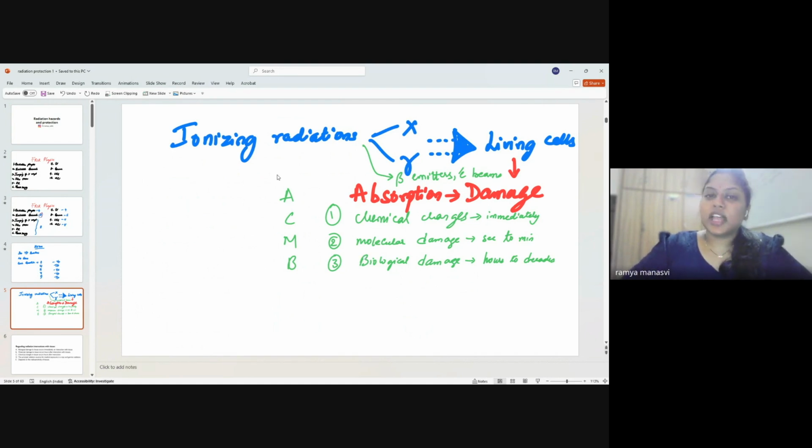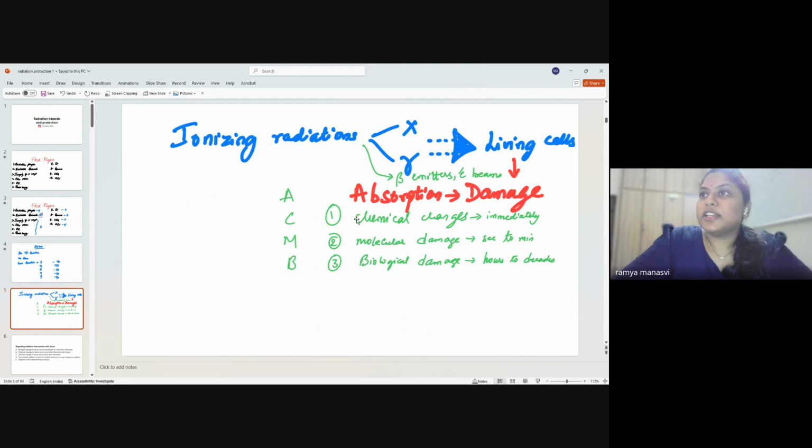Whenever the ionizing radiation interacts with the living cells, then only there will be damage. So damage will happen only if there is absorption. If there is no absorption, there is no damage. So when the X-rays and gamma rays are interacting with the living cells, there will be absorption and it will cause damage. What kind of damage will be there?